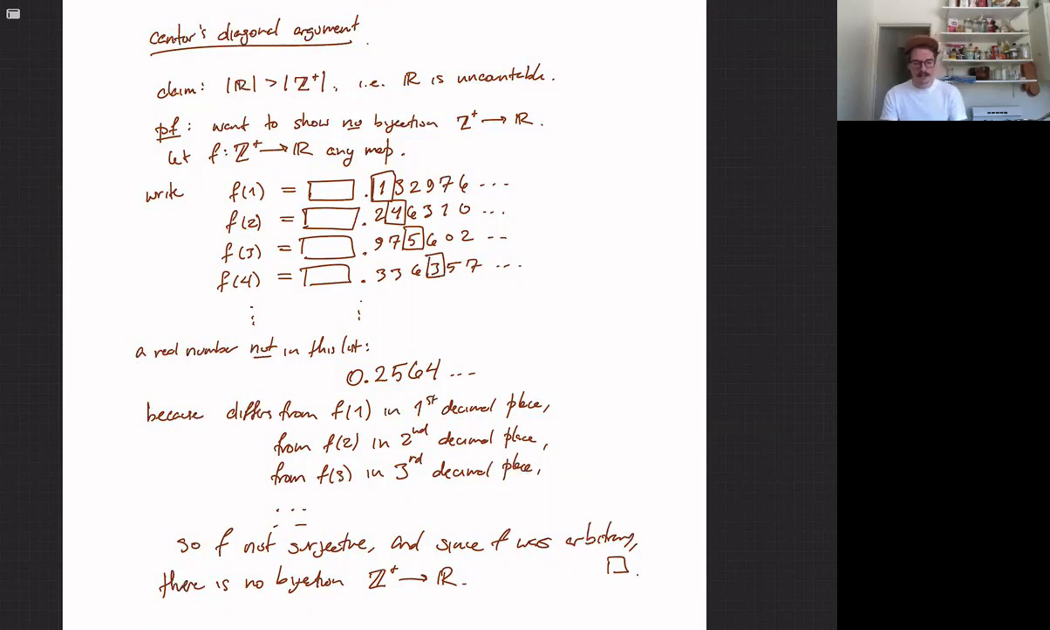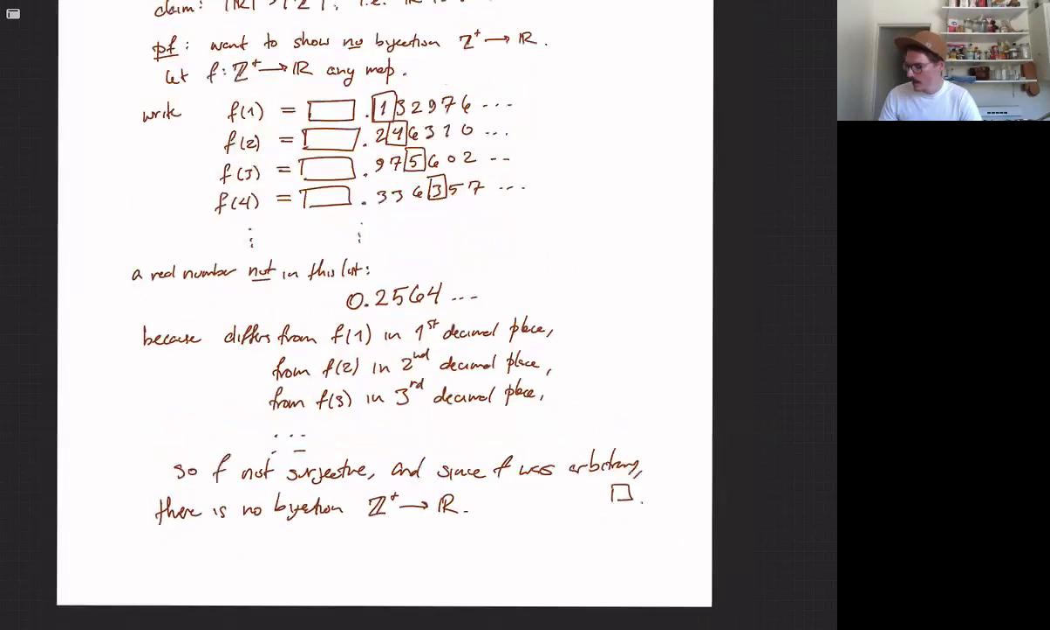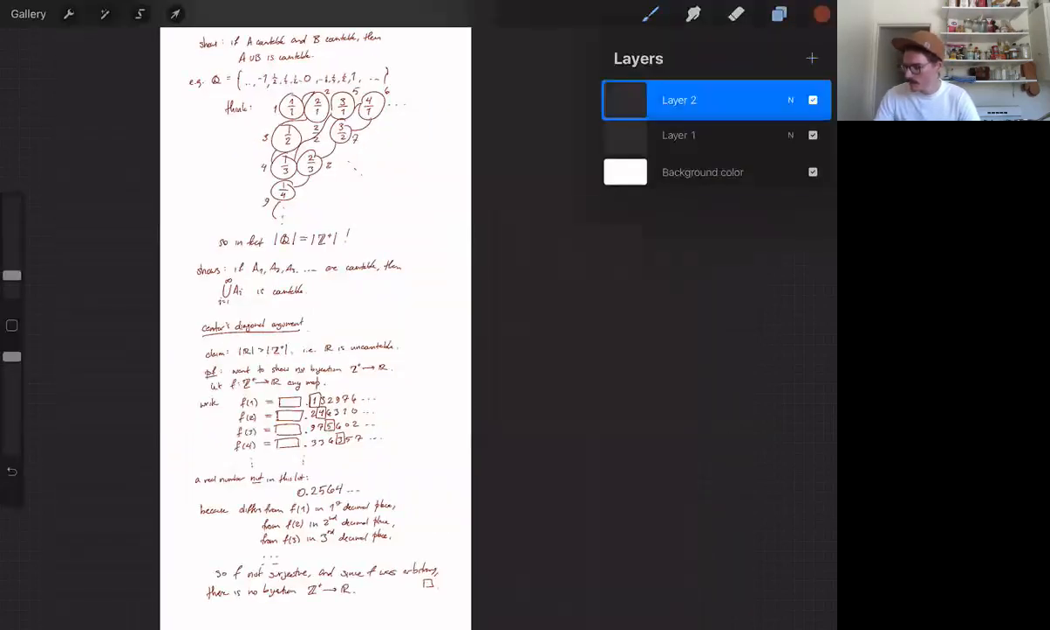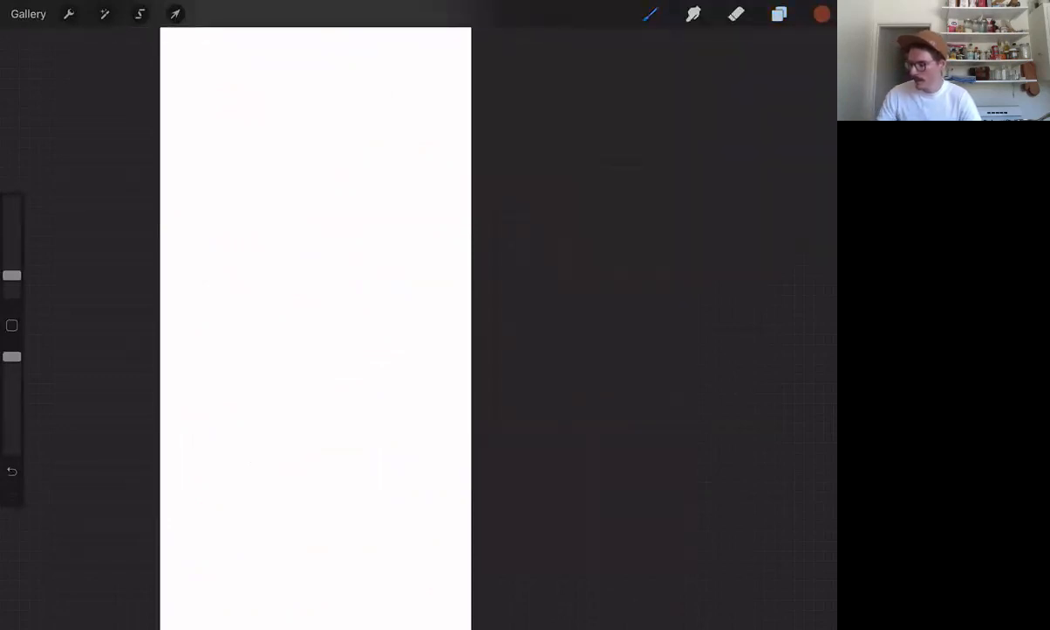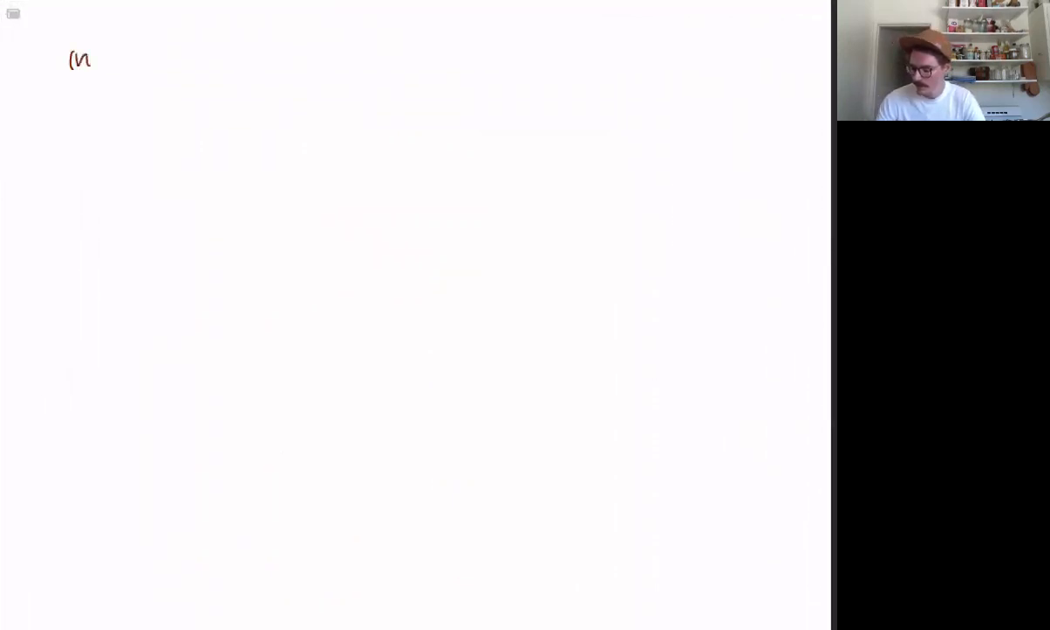So in fact, let's give another example. Oh, I have space there. So in fact, the cardinality of the real numbers is equal to the cardinality of the power set of the positive integers.